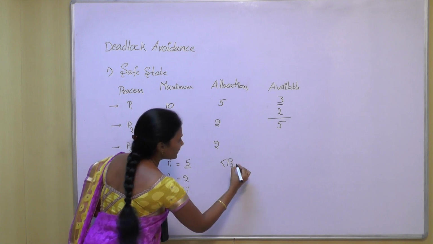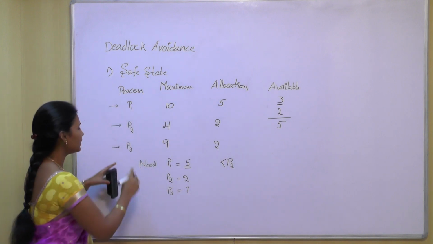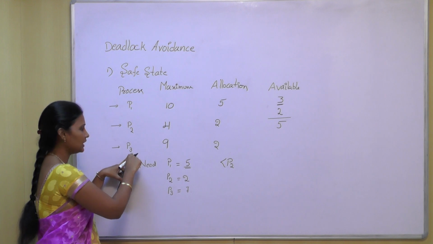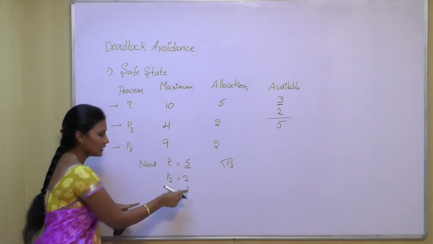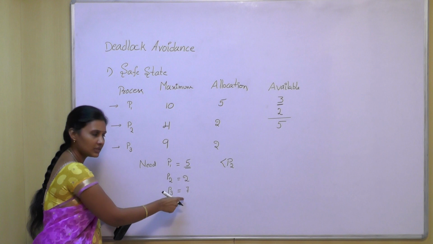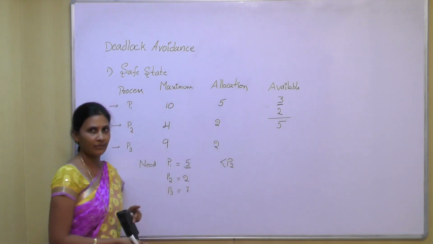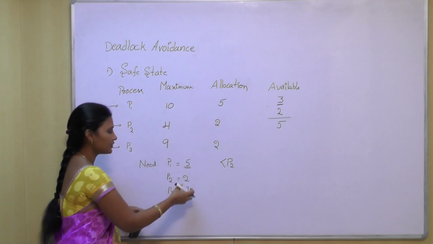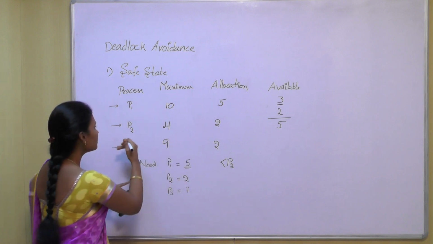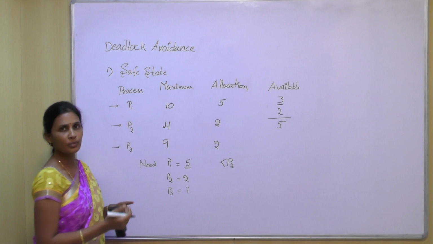Process P2 finishes the execution. Now we will move on to process P3. Process P3 needs 7 resources for the execution, but the currently available resources are only 5. So it is not sufficient to finish the execution. That is the reason we will move on to process P1.